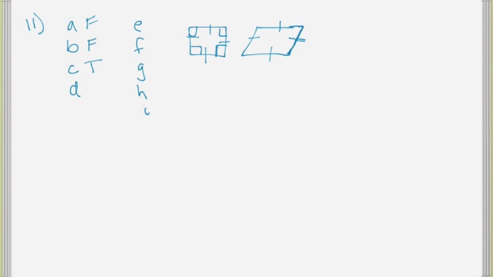D, all rectangles are similar. False. So what do we know about a rectangle? It has 90-degree angles, but we don't know anything about the sides. So I could draw a rectangle that looks like this. And would every other 90-degree thing have to be similar to that? No. For example, a square wouldn't work. And a square is a rectangle because it has all 90-degree angles. So that is false.